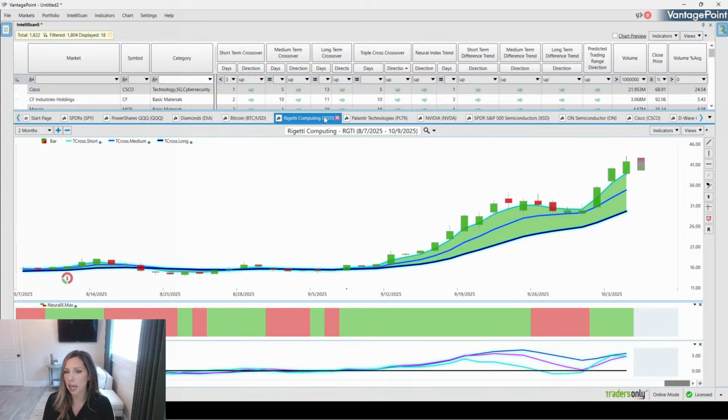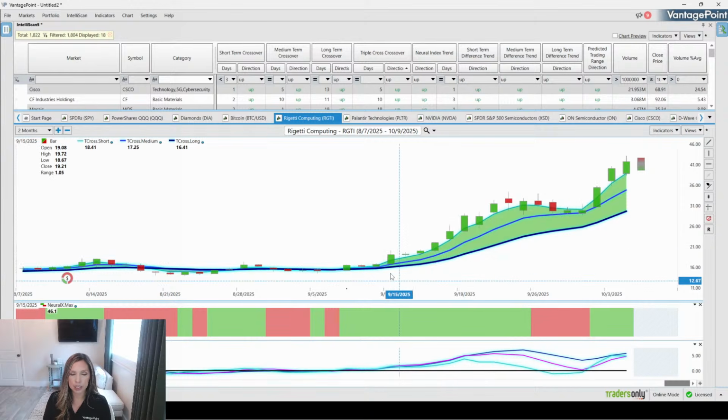So I had RGTI was another request that came in, so I'll pull that up as well. If we missed any others, let me know. But we'll continue on, at least for the next little bit. We've got about 8 minutes left, so we've got some time to evaluate some charts.